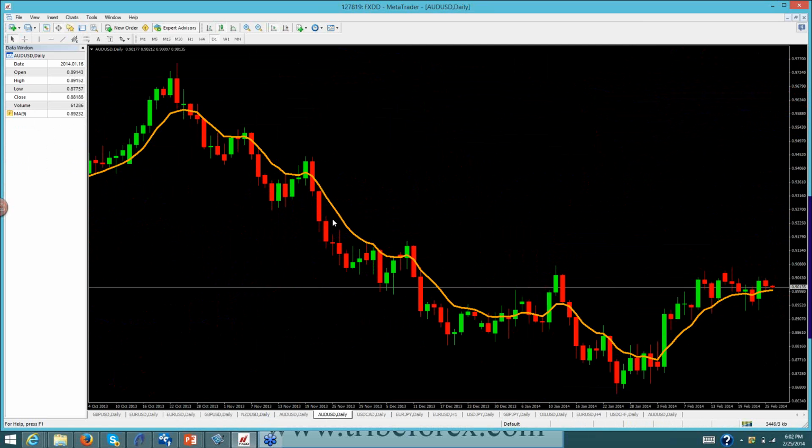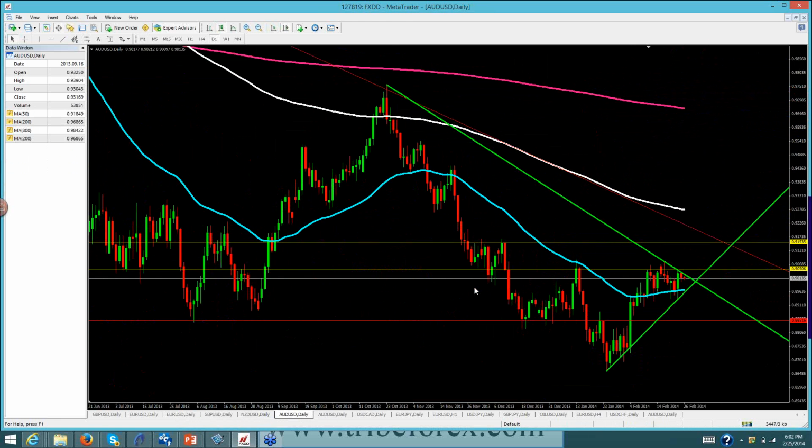Aussie dollar. I need my charts. Okay, great. Aussie dollar also, guys, is looking like it's going to sell, just because we don't have a massive amount of movement and a massive amount of news that's coming out here on the Aussie dollar.